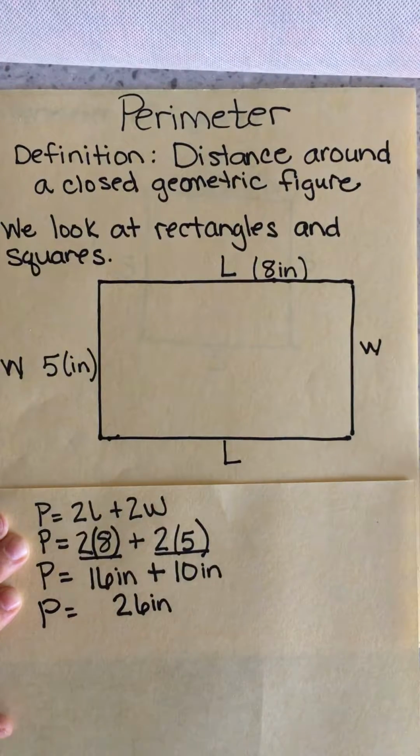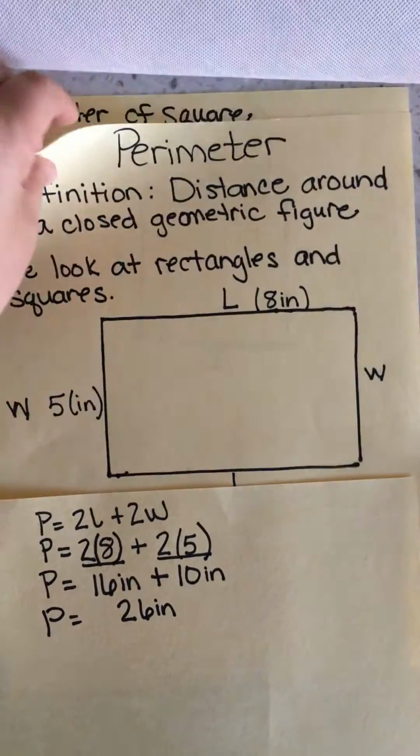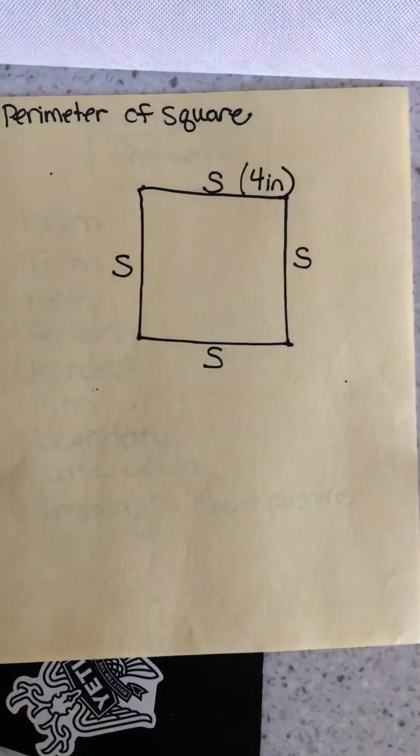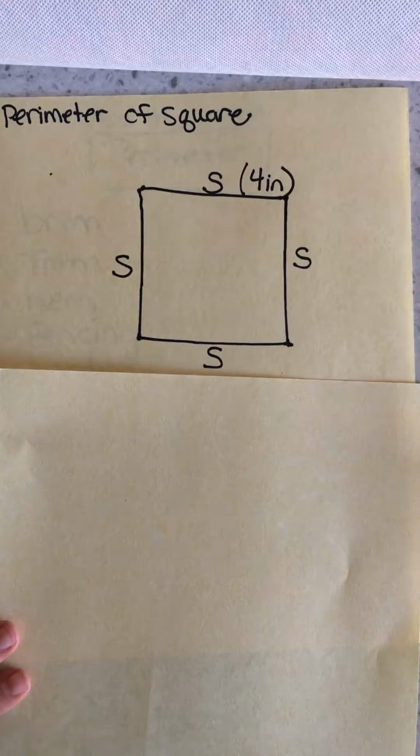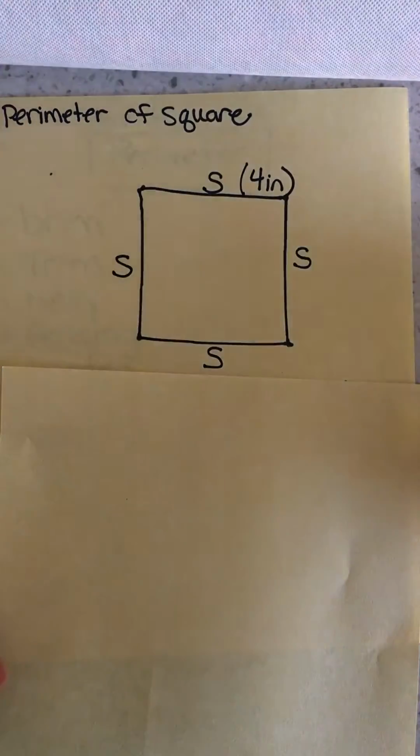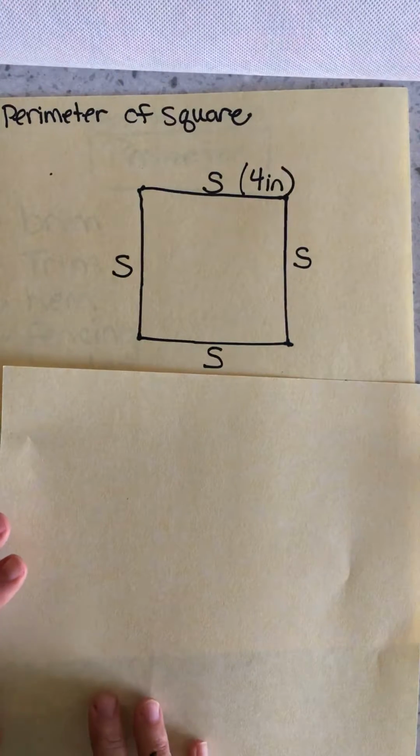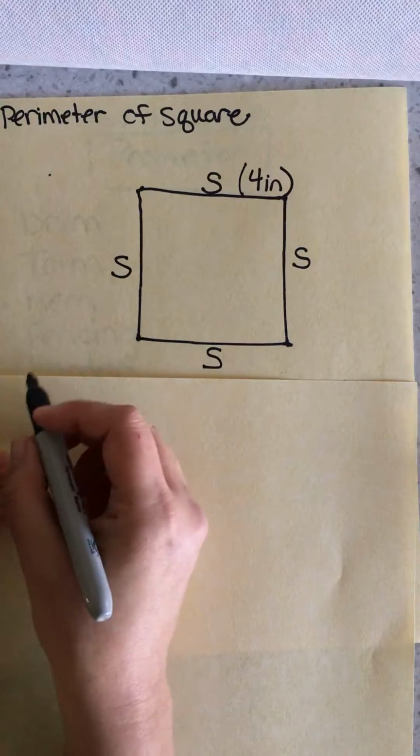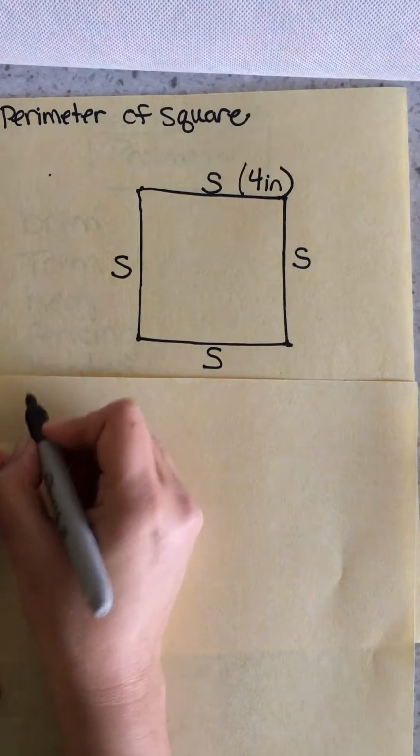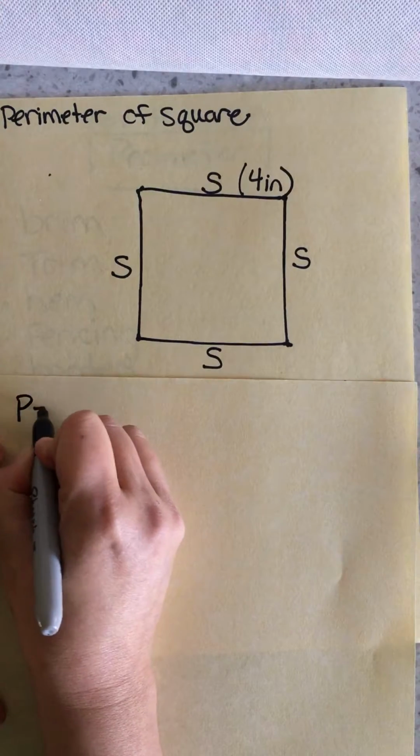Okay. Now let's look at the perimeter of a square. Once again, we know perimeter is add up all the sides. Remember the little chant I taught you? Perimeter, perimeter, add up all the sides. Area, area, find the space inside. So on our math chart, the perimeter of a square is P equals 4S.